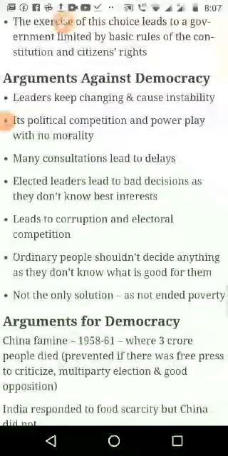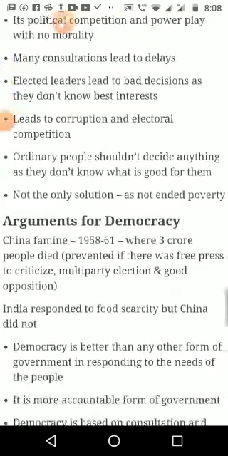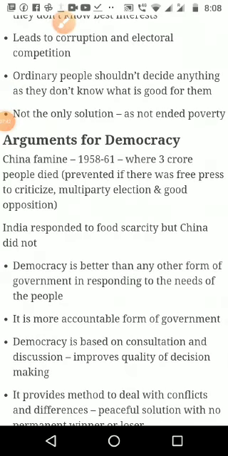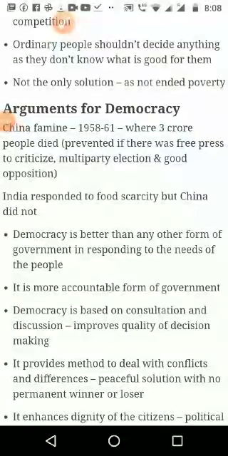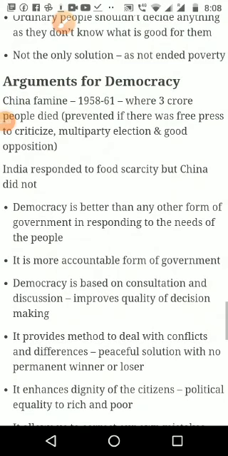Arguments against democracy. Leaders keep changing and cause instability. It's political competition and power play with no morality. Many consultations lead to delay. Elected leaders lead to bad decisions as they don't know the best interest. Democracy leads to corruption and electoral competition. Ordinary people shouldn't decide anything as they don't know what is good for them. It is not the solution, as it has not ended poverty.